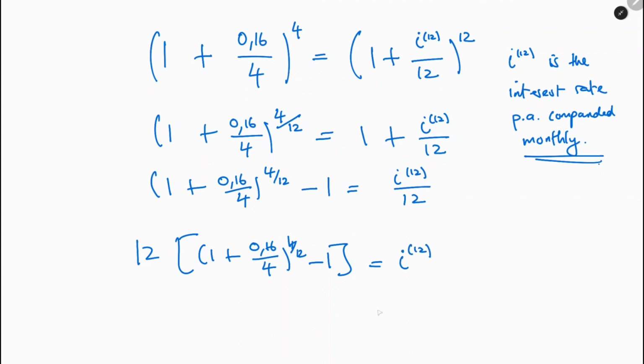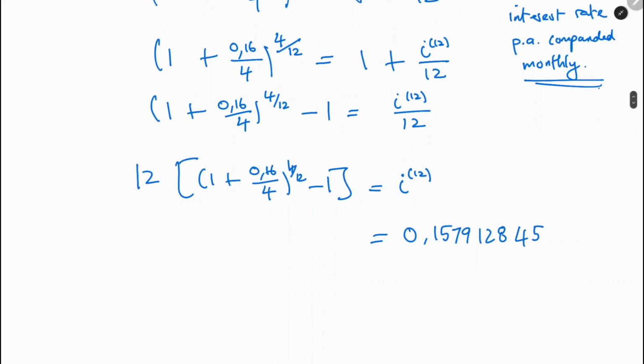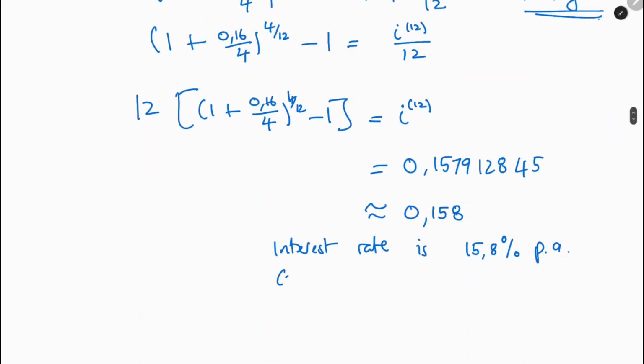If you punch that into your calculator, you should get something like 0.12845... And we'll just round it off to 3 decimal places. So we get almost exactly 0.158. So the interest rate is 15.8% per annum compounded monthly.